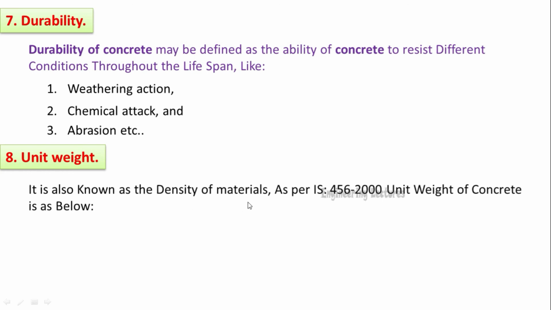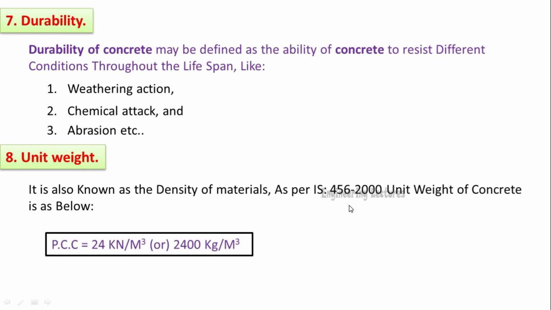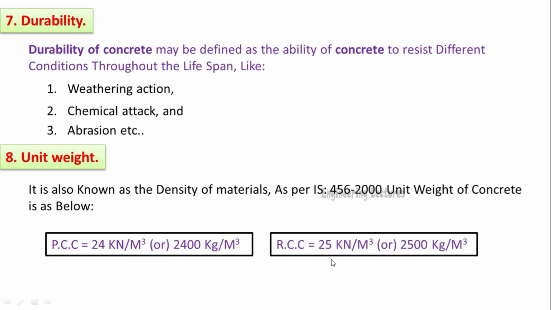Now let's see the unit weight of concrete. It is also known as the density of materials. As per IS 456-2000, unit weight of concrete is as below. PCC is 24 kilonewton per meter cube or 2400 kg per meter cube, and RCC is 25 kilonewton per meter cube or 2500 kg per meter cube. So this is the density of concrete. It is also called unit weight.